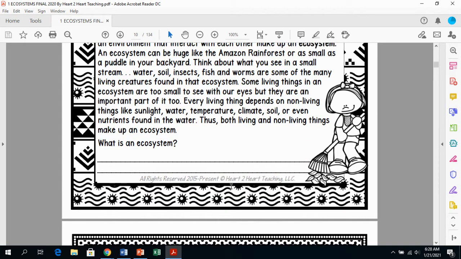So right now, let's go ahead and pause, and you guys are going to fill out what an ecosystem is. And that is going to be a full and complete sentence, with a capital letter at the beginning of your sentence and a period at the end. So you're going to say an ecosystem is, and you're going to find your definition that we just went through. So go ahead and pause me.